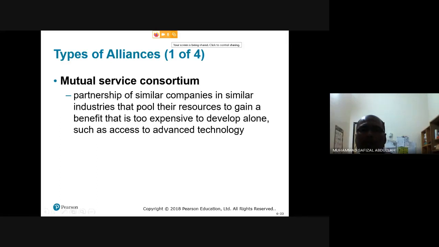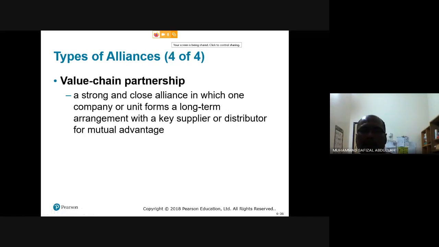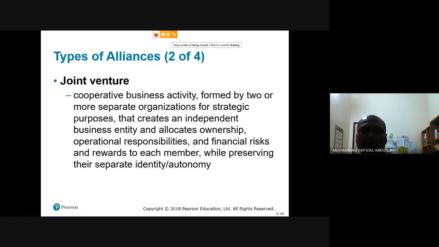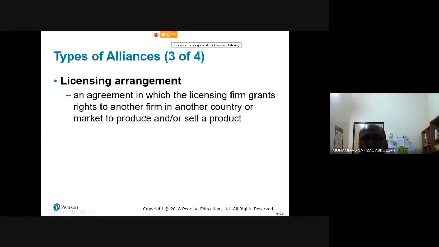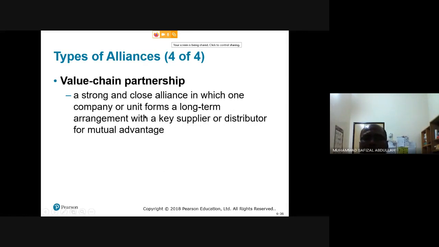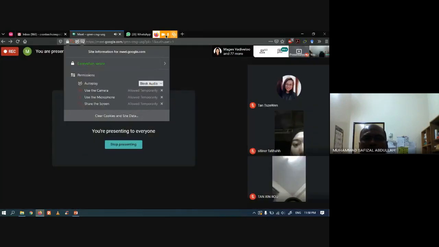Okay, class, types of alliance. This one I need you to read. You have mutual service consortium, joint venture, licensing, and value chain partnership. Okay, class, I think this is the last part of this chapter. So you need to read types of alliance. Maybe I will ask this question in the exam, who knows? Discuss four types of alliance. So you should know what a mutual service consortium, joint venture, licensing agreement, and value chain partnership are. All right, I think that's all for this chapter.